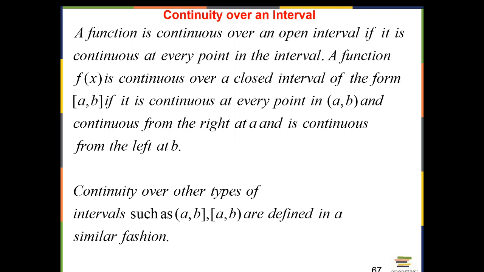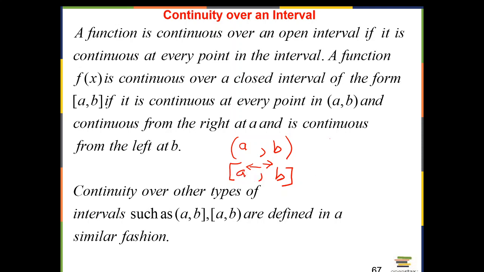All right. A function is continuous over an open interval if it is continuous at every point in that interval. When we say a function is continuous over an open interval (a, b), it means it has to be continuous at every point in this open interval. A function is continuous over a closed interval, where the endpoints are included, if it is continuous in the open interval, right continuous at a, and left continuous at b. This way we can say it's continuous on a closed interval.